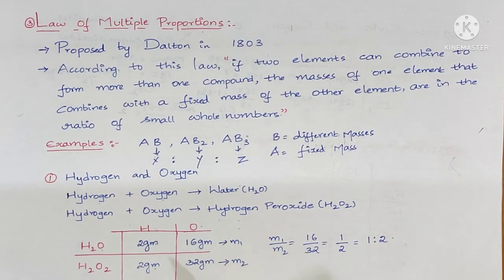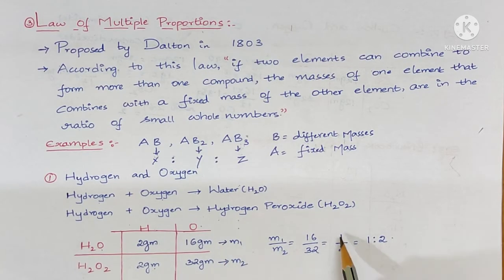And in the second case H2O2, we have two hydrogens, so hydrogen 2 grams. Next we have two oxygens, so 2 into 16, 32 grams. Students, let's find the ratio of different masses of this oxygen, that is M1 and M2. So M1 by M2 is equal to 16 by 32, that is 1 by 2, that is equal to 1:2.